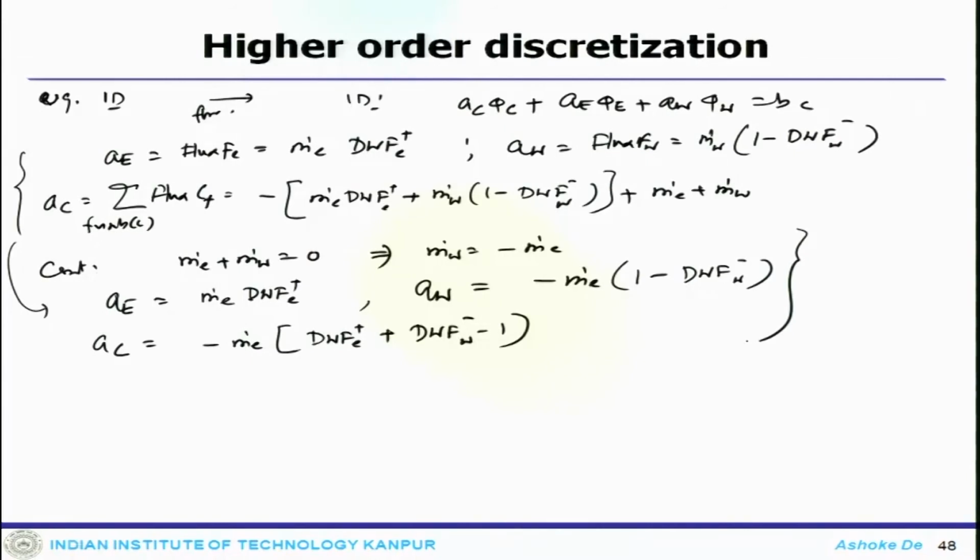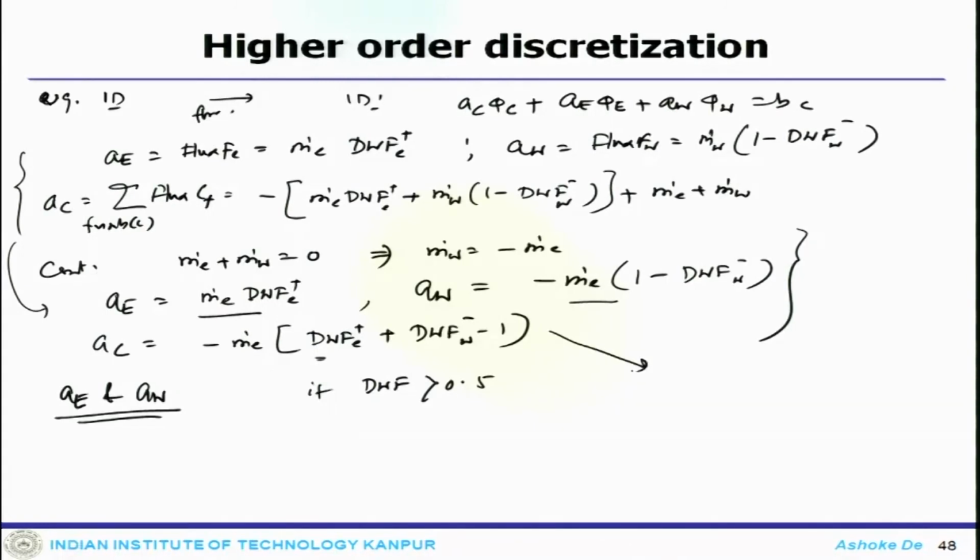Now, here if you look at this, AE and AW are of opposite sign. So, this is positive and this is negative. This is a serious violation of one of the basic coefficient rules. Moreover, consider values of the dWf factor that are larger than 0.5. If the dWf factor is greater than 0.5, the diagonal coefficient AC becomes negative.